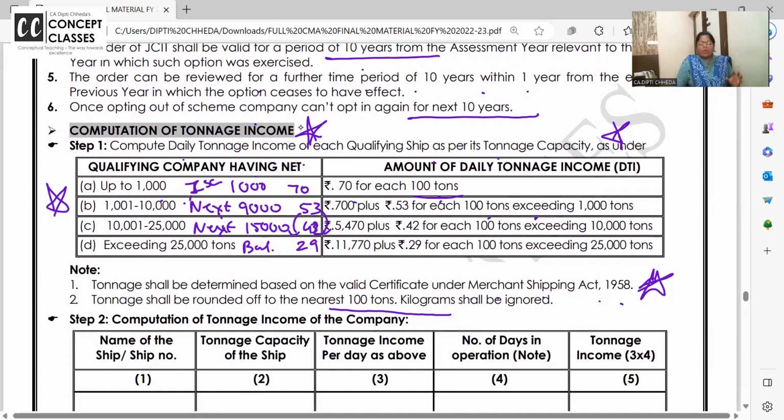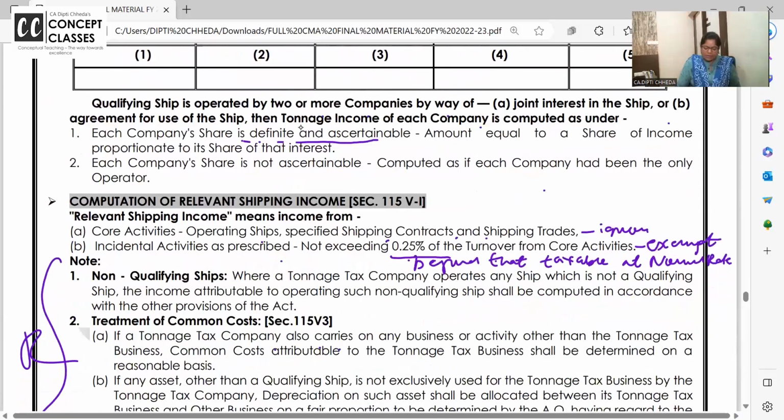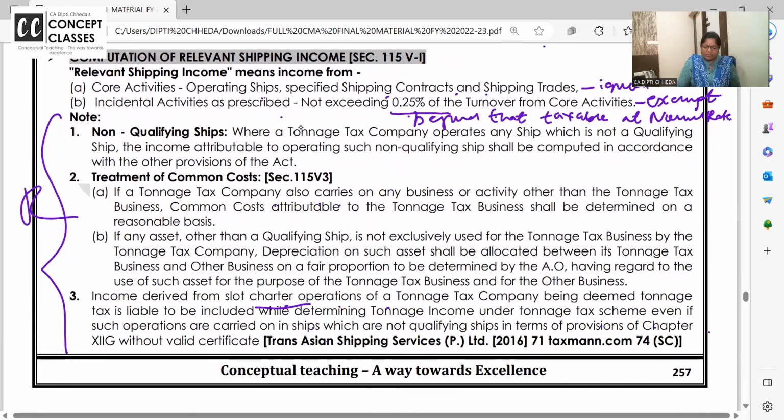That you should know. What is taxability? ये याद हुआ या नहीं? 70, 53, 42, 29. 1000, 9000, 15,000 balance. This is the income per day according to the ship का ton capacity, which is rounded off in multiples of 100. Only multiple of 100 में round off करना भी exam में पूछ सकते हैं आपको, है ना? Right. Okay. Computation of the relevant shipping income.